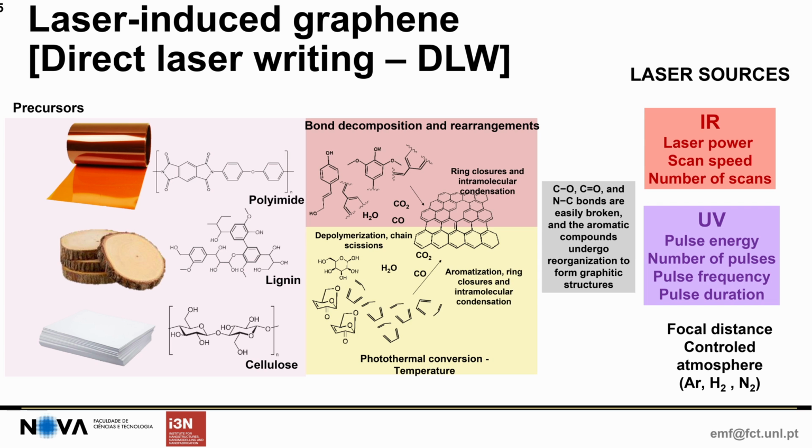By choosing the appropriate precursors that we want to transform into graphene, we can start with some polymers. Also, we can use cork or cellulose. By carefully choosing these types of precursors and optimizing the laser parameters, whether we use an infrared laser or even an ultraviolet laser, we are able to transform the surface of these materials into a graphene layer.